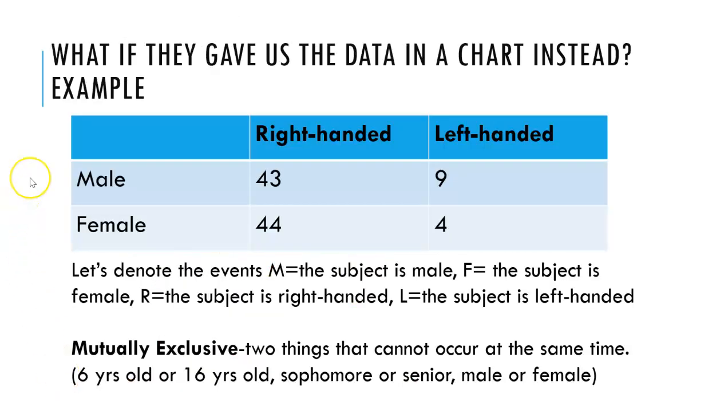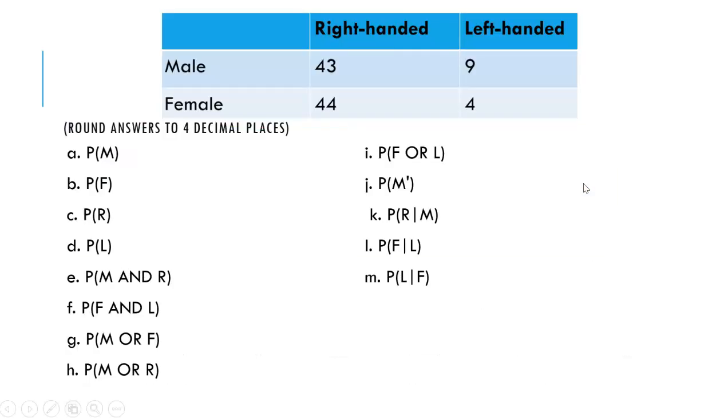Sometimes they'll give us our information in a table instead. You'll notice that M is male, F is female, R is that the subject is right-handed, and L is that the subject is left-handed. Now, mutually exclusive things are things that can't occur at the same time. Like, you're either 6 or you're 16. You're either a sophomore or a senior. You're either a male or a female kind of thing. So those are mutually exclusive.